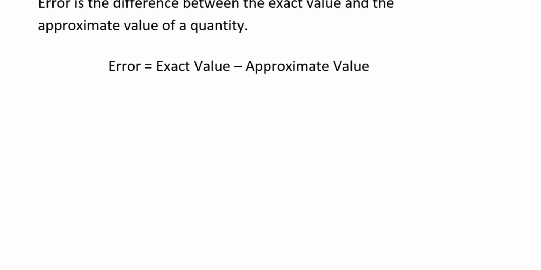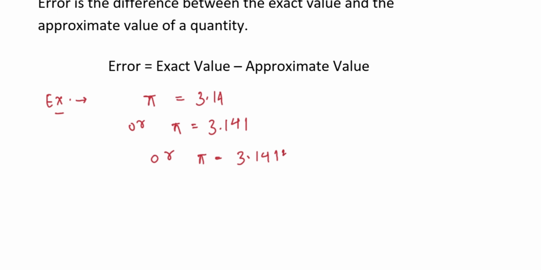Suppose I ask you to write the value for pi. Some student may write it as 3.14, some may write it as 3.1416, or some may even write as 3.14159265. Then ask which one is correct. Actually, all of them are approximations because the decimal expansion of pi never ends. Therefore, the difference between the exact one and the approximate one is known as error.